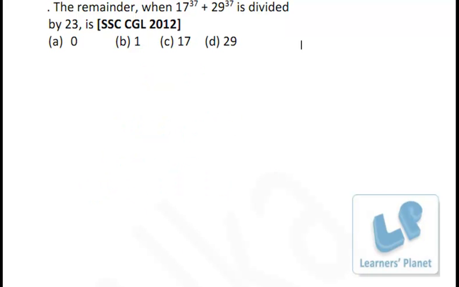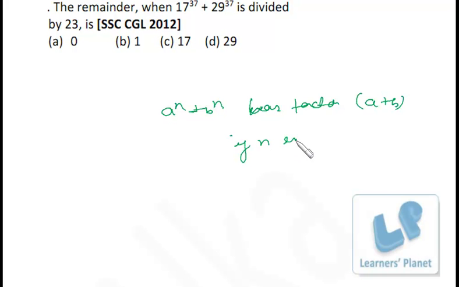Okay, in this case, what is the remainder when 17 raised to 37 plus 29 raised to 37 is divided by 23? Precisely, see, a raised to n plus b raised to n has the factor a plus b if n is odd, right? And it doesn't have any such factor, or we can say just 2 factors, if n is even. Right, in here we are talking about n being odd.